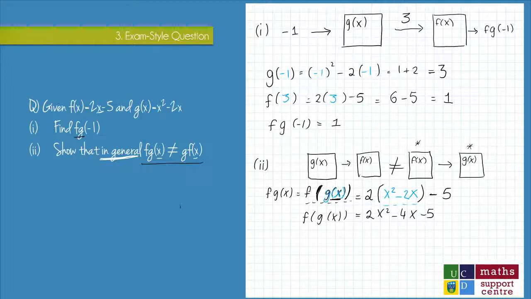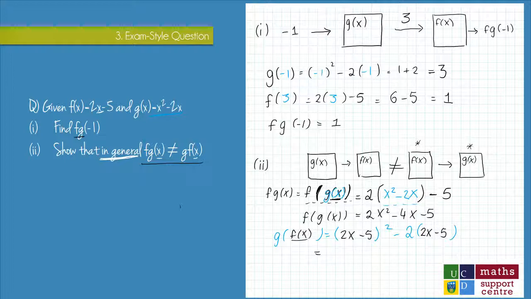And now we do it the other way around. We're going to see what g of f of x is. So we put brackets where the x's are in g. So we have something to be squared minus 2 by something, because g of x is x squared minus 2x. And what do we put in those brackets? We put f of x. And f of x is just equal to 2x minus 5. So they go inside the brackets.